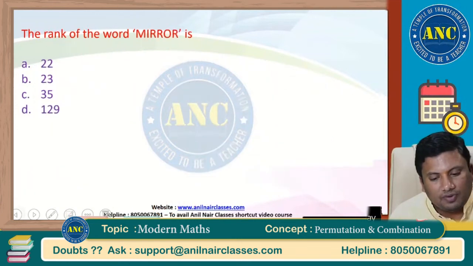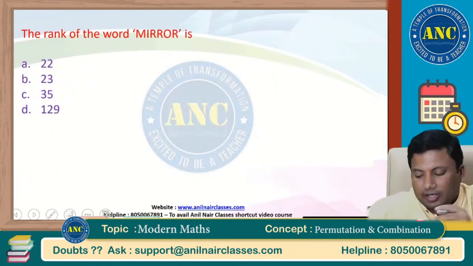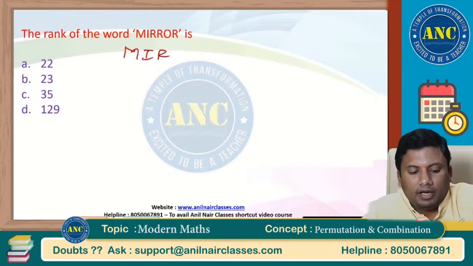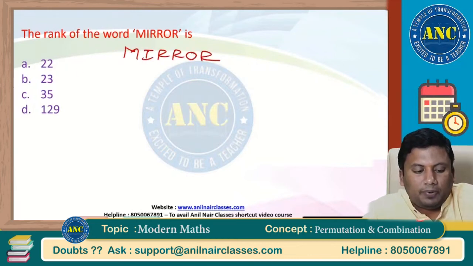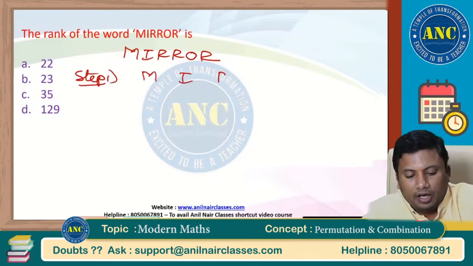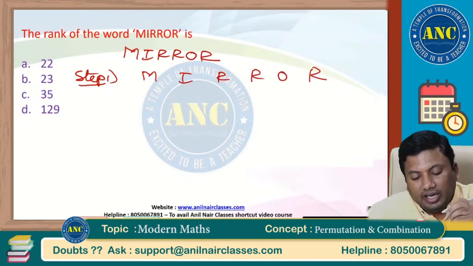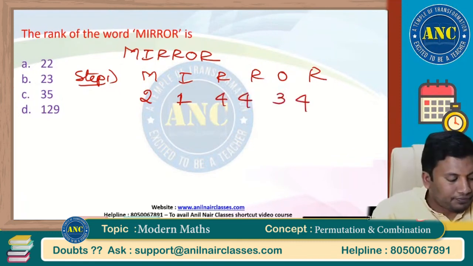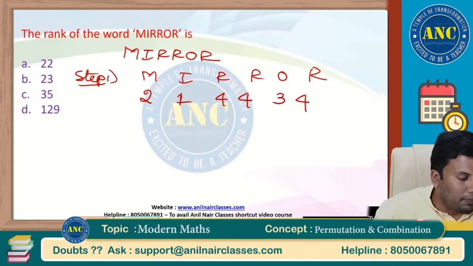One more question which we will solve. Mirror. Listen carefully, sir. MIRROR. Step number 1. First write down the letters. M, I, R, R, O, R. A, B, C, D, E, F, G, H, I. I is first. G, H, I, J, K, L, M, N. K, L, M, N, O, P, Q, R, S, T. So, these 444. I hope it is clear, right?